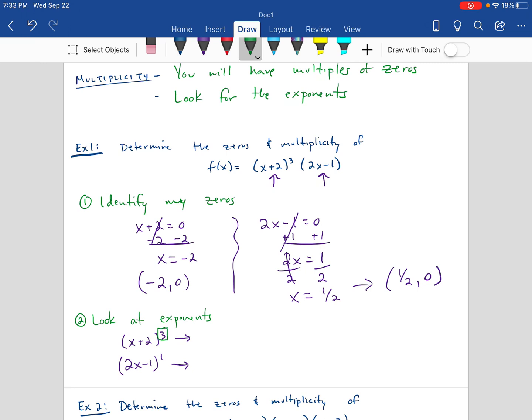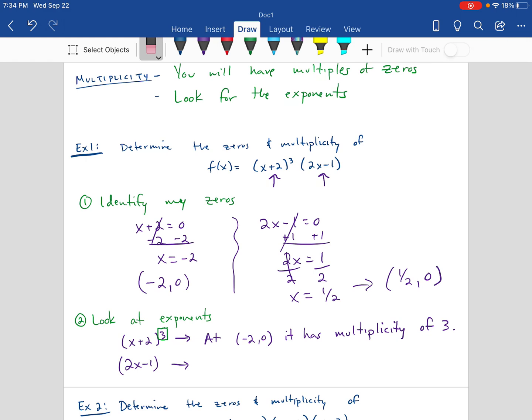My exponent for the first part of my function, x plus 2, is 3. So that means that at (negative 2, 0), because that was my zero with that equation, it has multiplicity of 3, because 3 is the exponent with that part of the function.